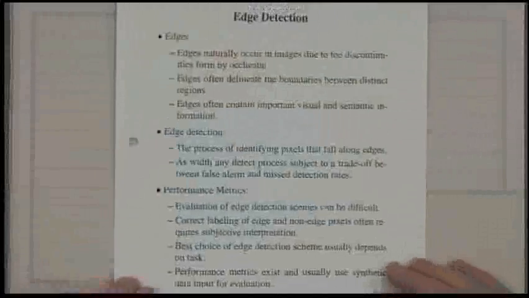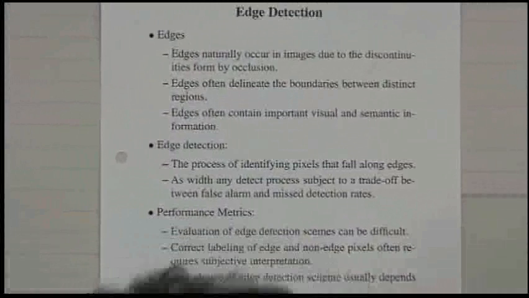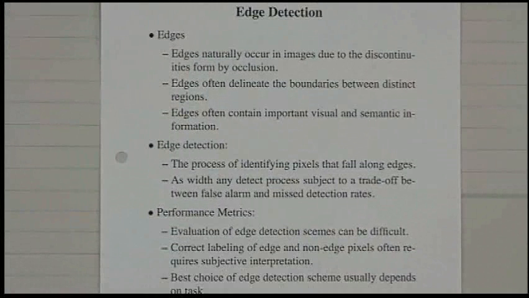And last time I mentioned really briefly the trade-off in edge detection between false alarms and missed detections. That's a really fundamental trade-off, and we'll be talking about that later when we talk about training for minimum mean square error filtering of images.